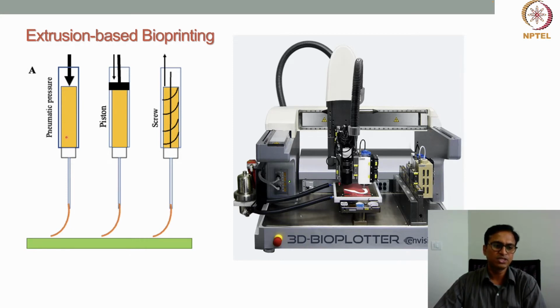So if we push the material, it will come out through the nozzle in the form of filament, right? Here, we can apply pressure either by pneumatic pressure, air driven, or by mechanical pressure, that is the piston, right? Or even by a screw. Suppose the screw is attached. Based upon the threading, the screw will be rotated, and when the screw rotates, it will push the material forward, and in this way also the material will come out through the syringe in the form of filament. Then this extruded filament will be deposited on the build platform or on the stage, right? So this is the mechanism of extrusion based bioprinting.